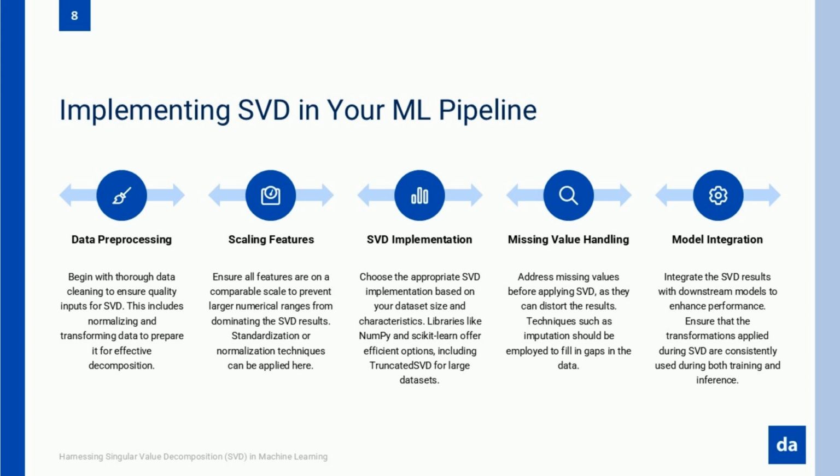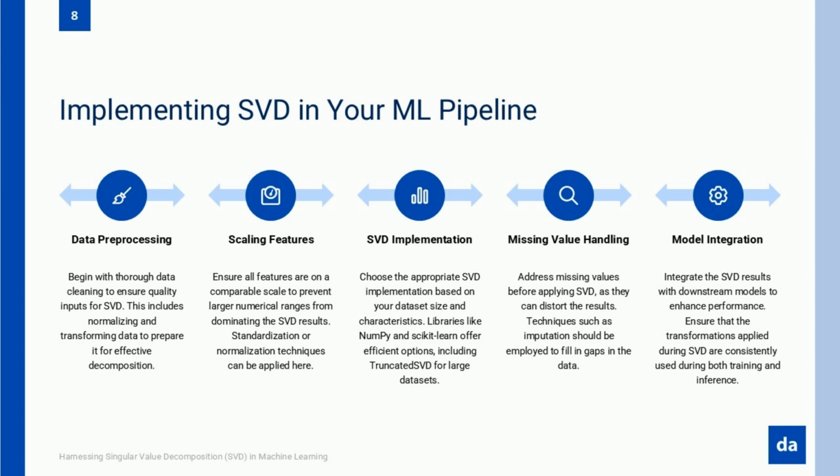This might involve standardization, subtracting the mean and dividing by standard deviation, or normalization, scaling to a fixed range like 0 to 1. Centering the data by subtracting the mean is particularly important when you're using SVD for tasks similar to PCA. Another critical pre-processing consideration is handling missing values. In real-world datasets, gaps in the data can severely distort SVD results. Techniques like imputation, replacing missing values with estimates, must be applied before decomposition to avoid skewed outcomes.